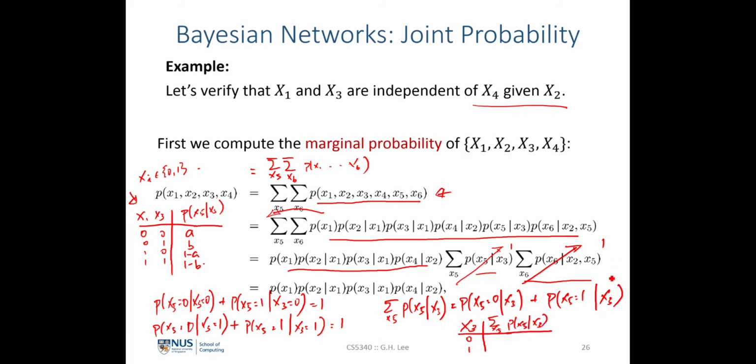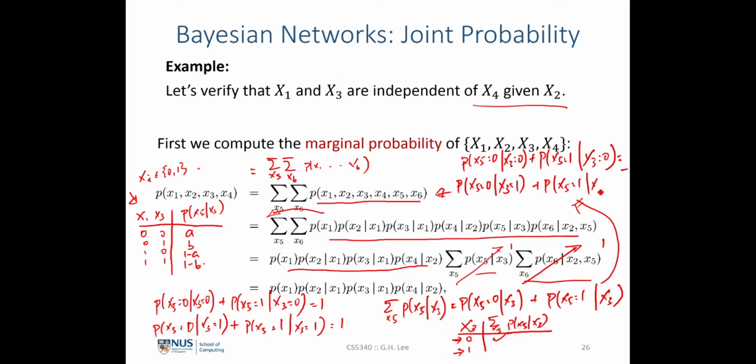would mean that I need to, so let me write this here. The full evaluation would be, suppose that x3 equals 0, then I would have to evaluate this term over here: p of x5 equals 0 conditional upon x3 equals 0, plus p of x5 equals 1 conditional upon x3 equals 0. And I need to find this number over here and put it here. And the second number would be x3 equals 1. I need to evaluate p of x5 equals 0 conditional upon x3 equals 1, plus the probability of x5 equals 1 conditional upon x3 equals 1. I need to find this number over here and put it here.